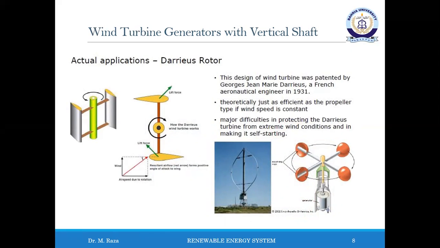The Darrieus wind turbine is a type of vertical axis wind turbine used to generate electricity from wind energy. The turbine consists of a number of curved airfoil blades mounted on a rotating shaft or framework. The curvature of the blade allows the blade to be stressed only in tension at high rotating speed. There are several closely related wind turbines that use straight blades. There are major difficulties in protecting the Darrieus wind turbine from extreme wind conditions and in making it self-starting.